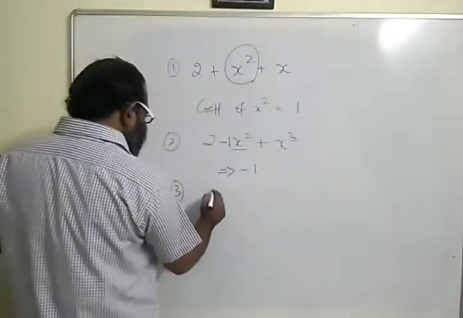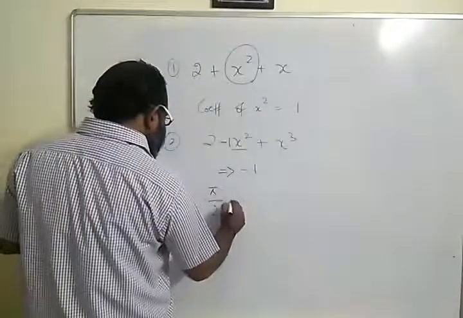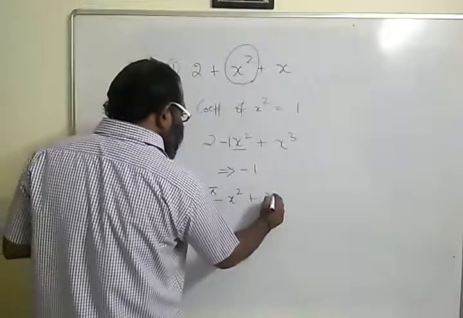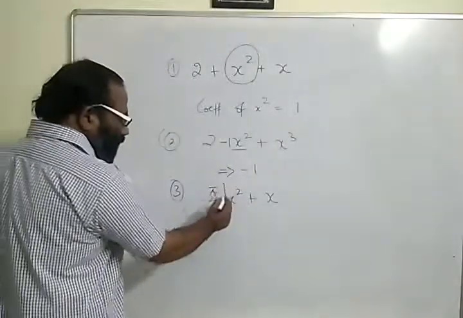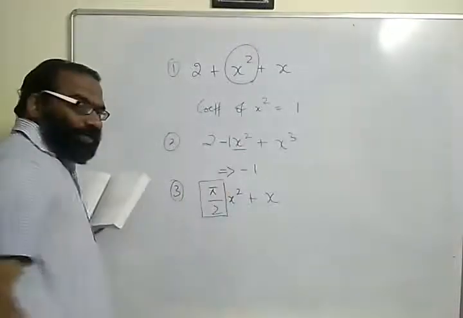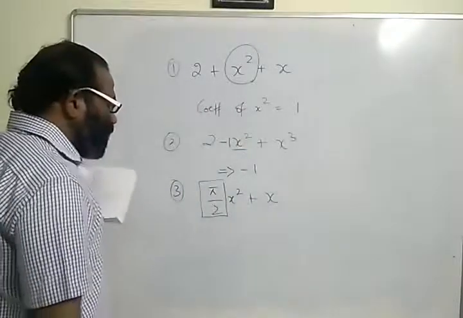So pi by 2 x squared plus x. What is the coefficient of x squared? Pi by 2. So pi by 2 is the coefficient of x squared.